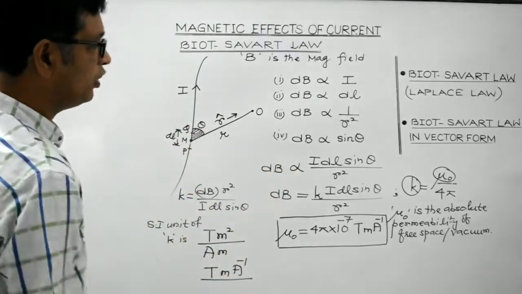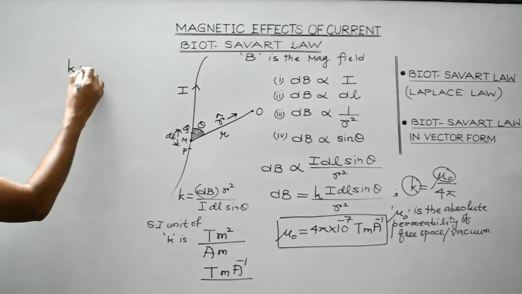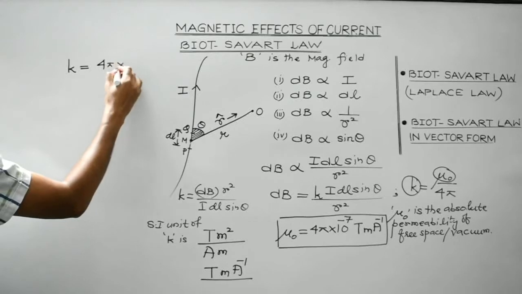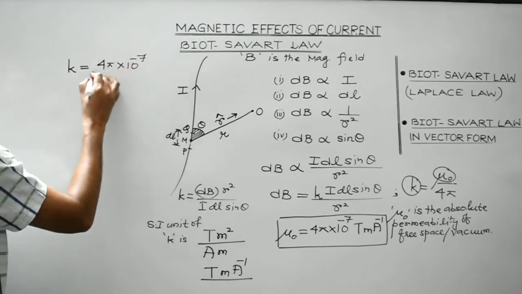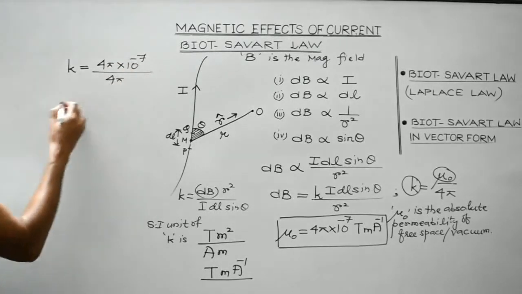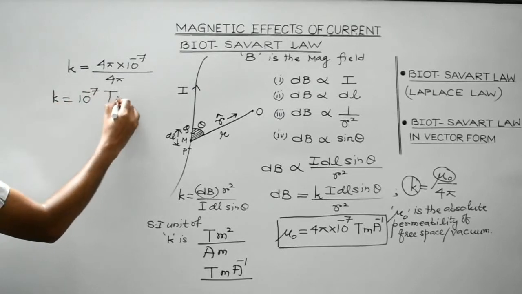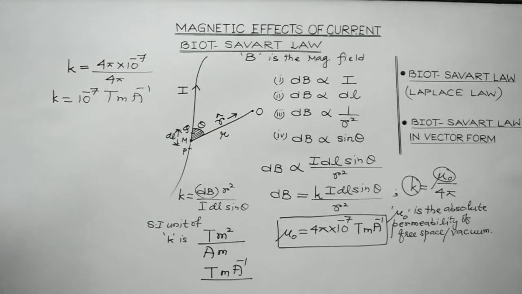So what will be the value of K then? It will be mu naught over 4 pi. Mu naught is 4 pi into 10 raised to minus 7, divided by 4 pi. So K would be equal to 10 raised to minus 7 Tesla meter per ampere.